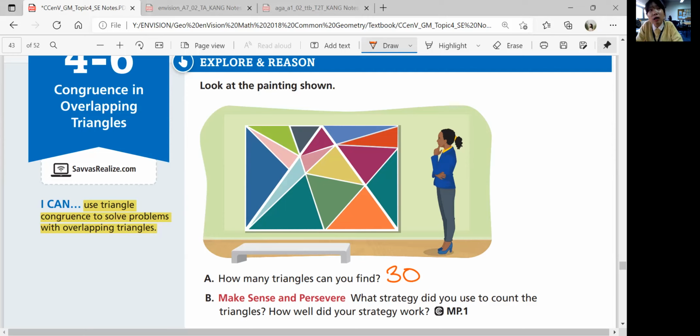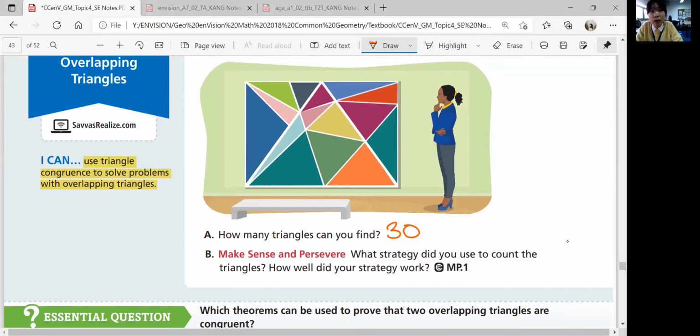17, and then 18, and so on, 19, right? 20, and count all the overlapping triangles. You should be able to find 30 triangles. If you couldn't find 30 triangles, go ahead and count again. So what are some strategies that you could use to count the triangles? How well would your strategy work?